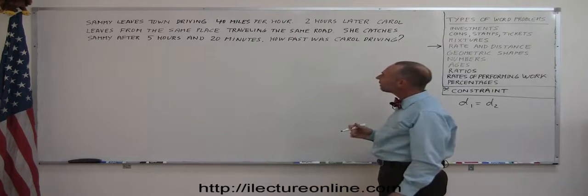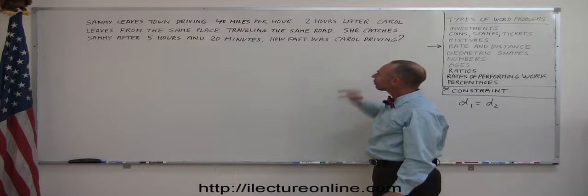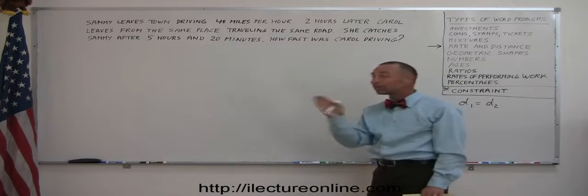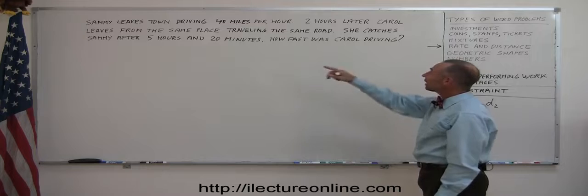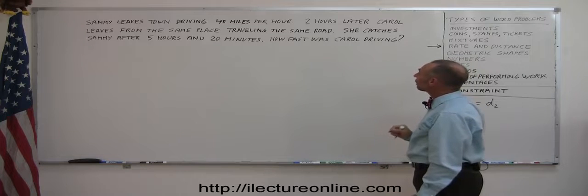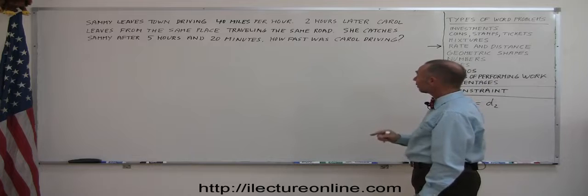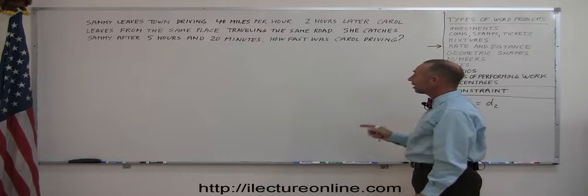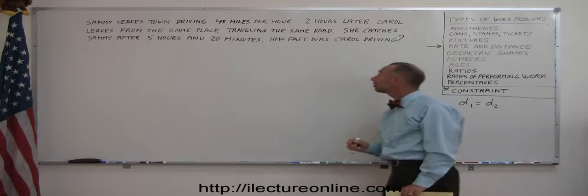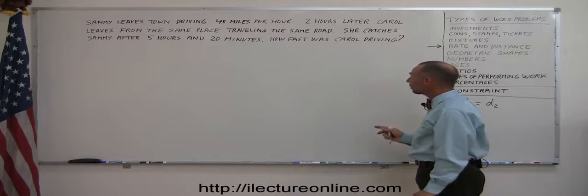And I think in this case that may work for this problem, because let's read the problem and see if that works. Sammy leaves town driving 40 miles per hour. 2 hours later, Carol leaves from the same place, traveling the same road. She catches Sammy after 5 hours and 20 minutes. How fast was Carol driving?